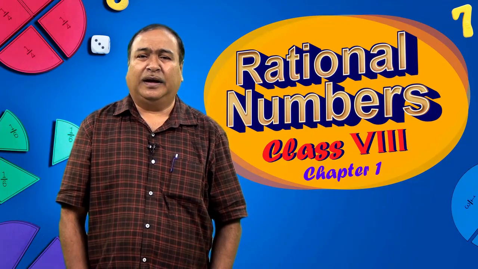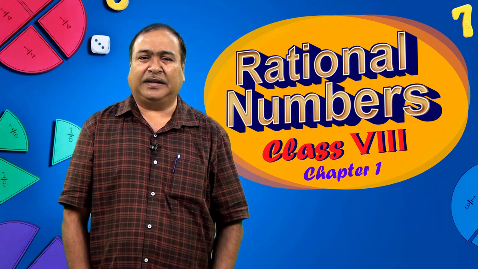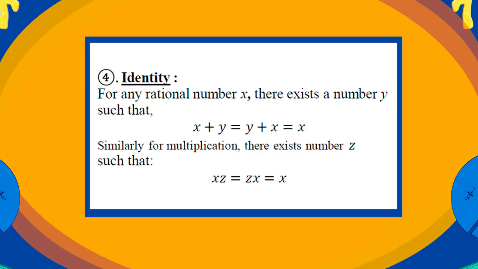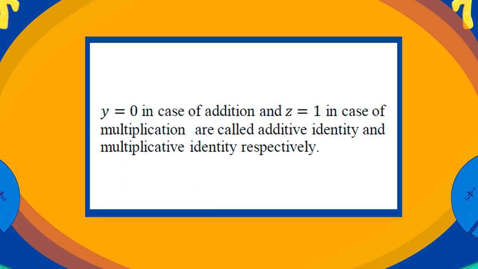Now the next property is that a special element called identity exists in the rational number set. This property we call the identity property. For any rational number x, there exists a rational number y such that x + y is equal to y + x is equal to x. Similarly, for any rational number x, there exists a rational number, say z, such that x × z is equal to z × x is equal to x. In the case of addition, y is denoted by 0. In the case of multiplication, z is denoted by 1. These two numbers are called the identity elements with respect to addition and multiplication respectively.